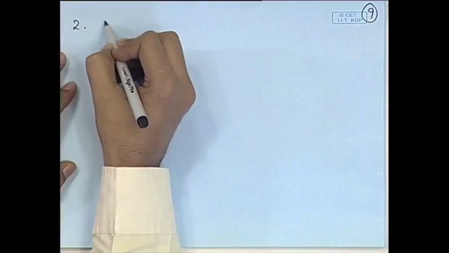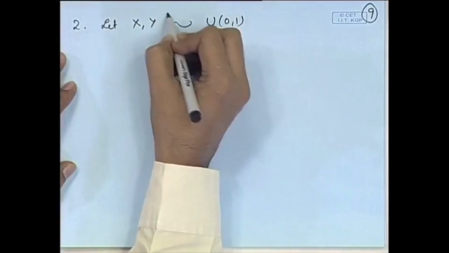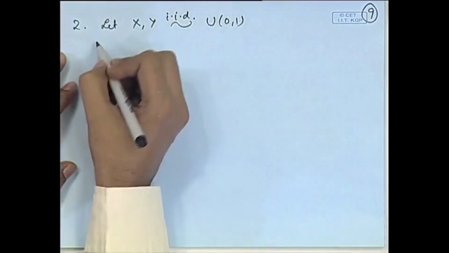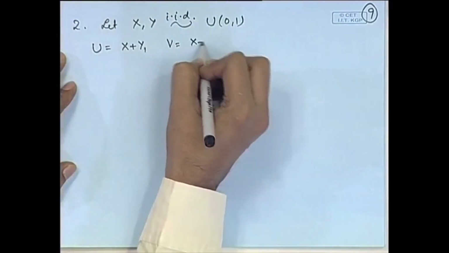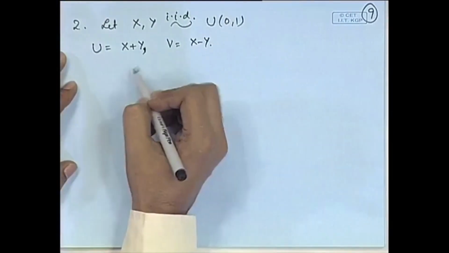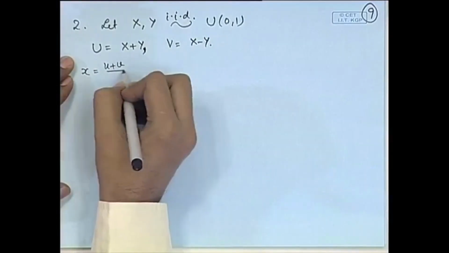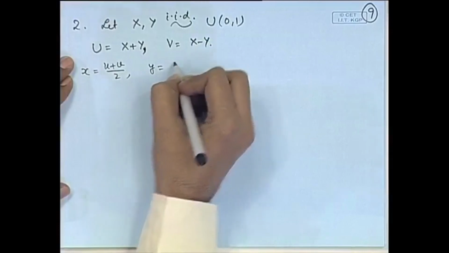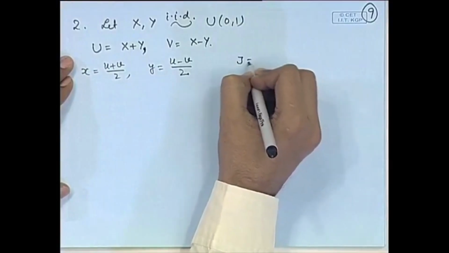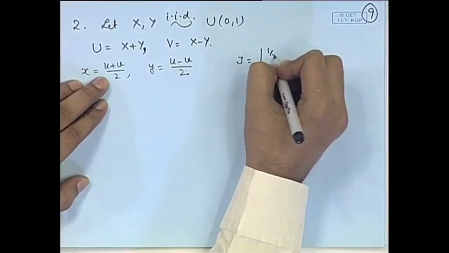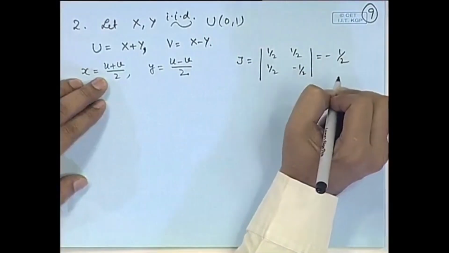Let us take uniform distributions. Let x and y be independent and identically distributed uniform random variables. Let us define, say, u is equal to x plus y and v is equal to, say, x minus y. Now, clearly this is a one-to-one transformation. x is equal to (u plus v) by 2 and y is equal to (u minus v) by 2. So, if we look at the Jacobian term, dou x by dou u is half, half, half and minus half, which is equal to minus half.